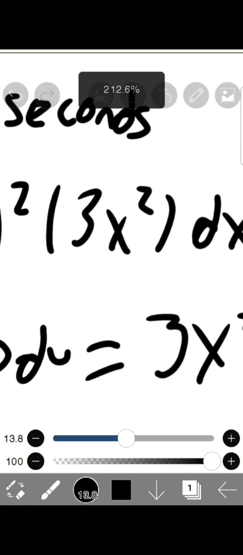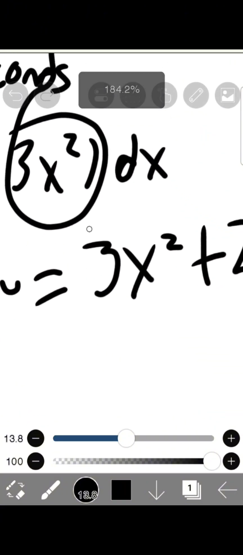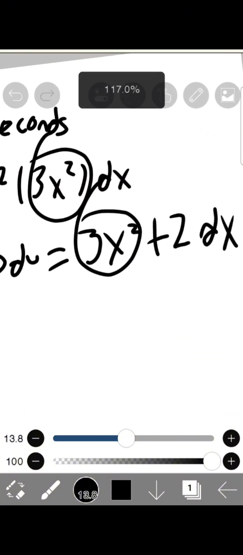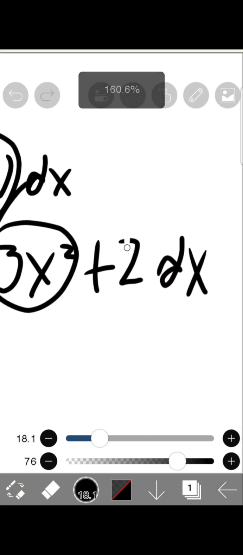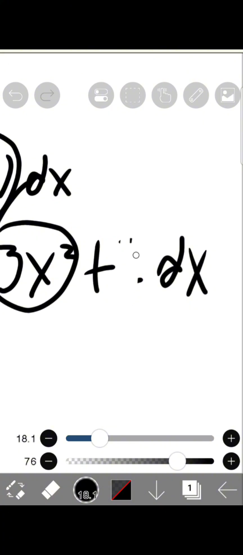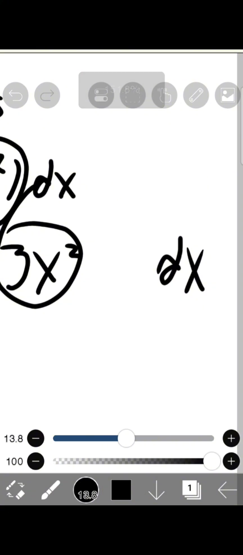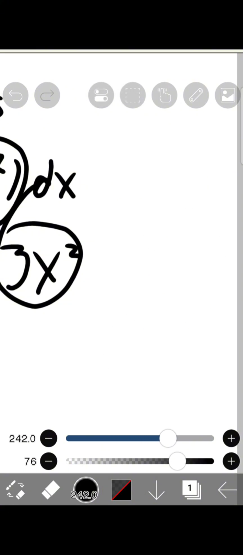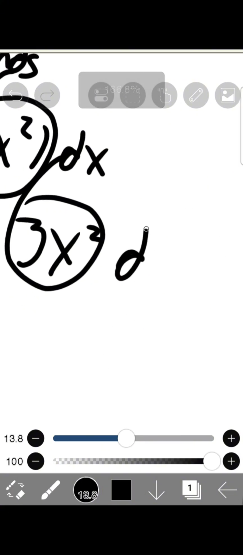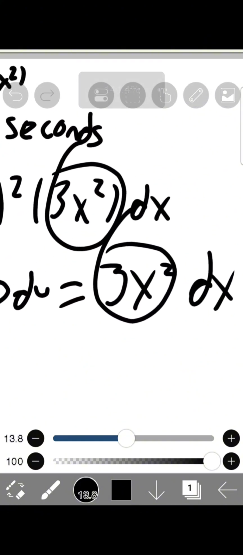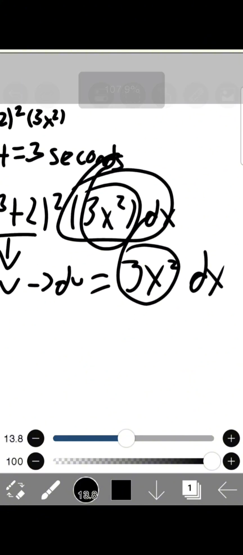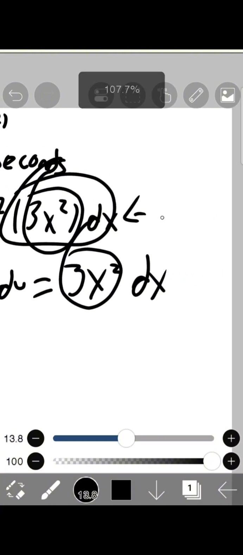Because look here, these are the same. Oh, oopsies, I made a mistake. The derivative of a constant is 0, so this is gone. I made a mistake on that part. Okay, there we go. These are the same. Alright? So this is our du. This entire thing is du.